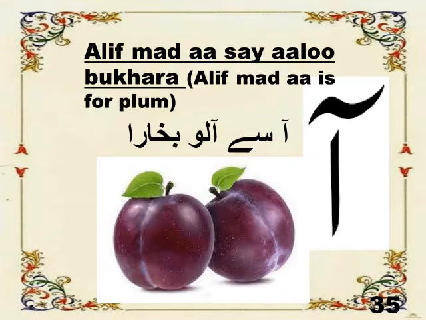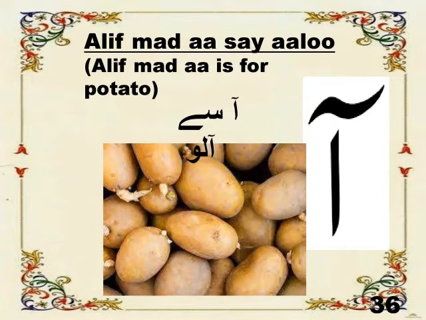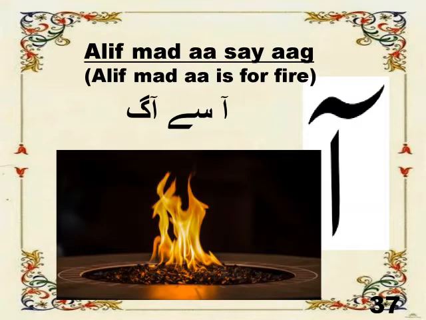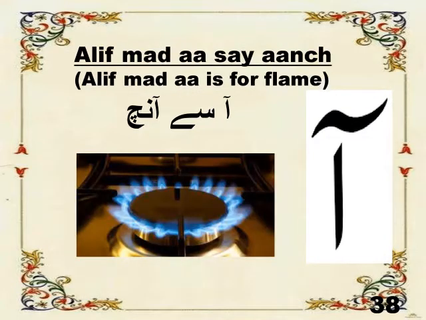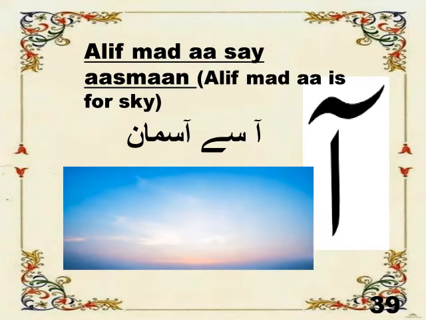Alif Mad A se aloo bukhara. Alif Mad A is for plum. Alif Mad A se aloo. Alif Mad A is for potato. Alif Mad A se aag. Alif Mad A is for fire. Alif Mad A se aanch. Alif Mad A is for flame. Alif Mad A se asman. Alif Mad A is for sky.